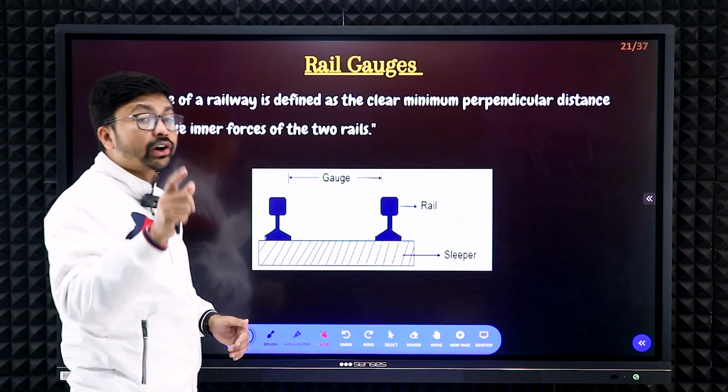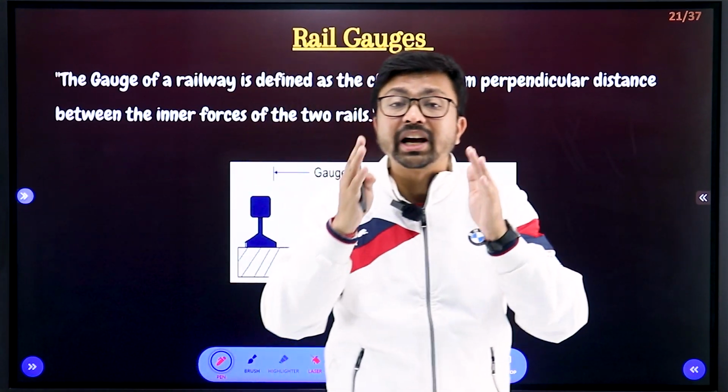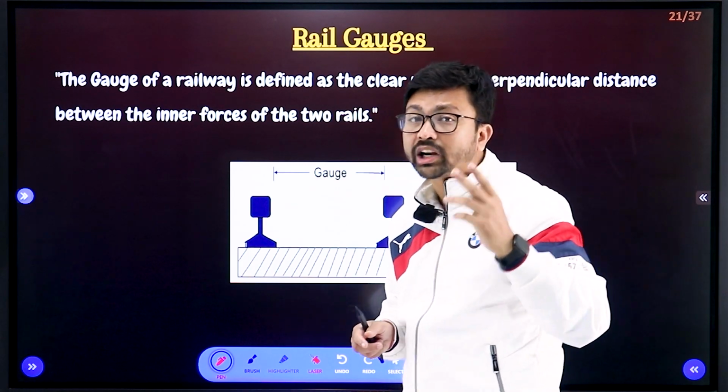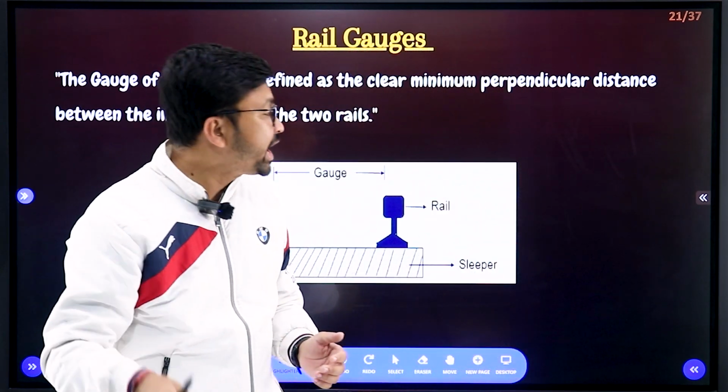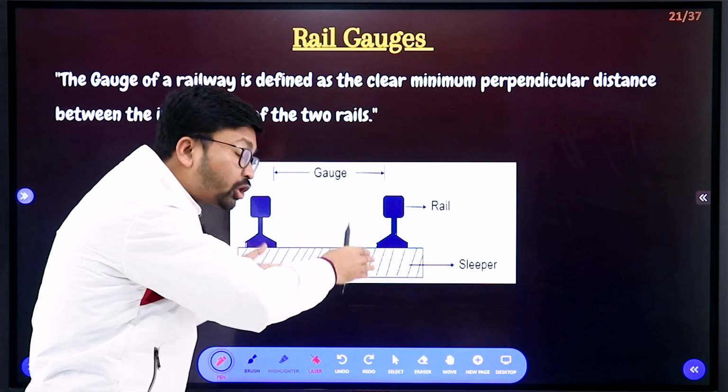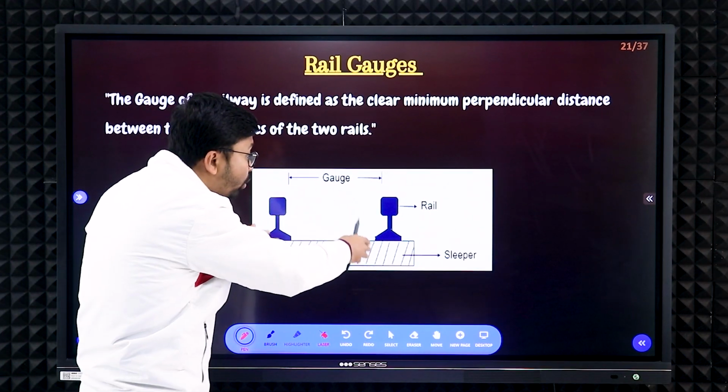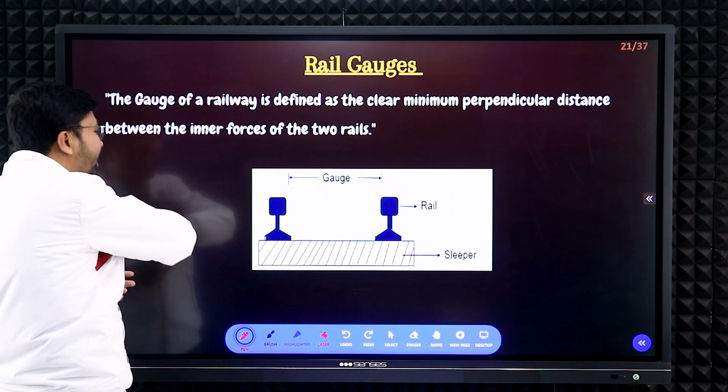So further, railway gauge, the railway track, is divided into three types. What are those? Broad gauge, meter gauge and narrow gauge. Gauge means the gap between the two lines, right? Broad gauge, meter gauge and narrow gauge.